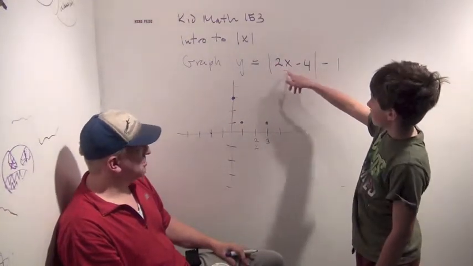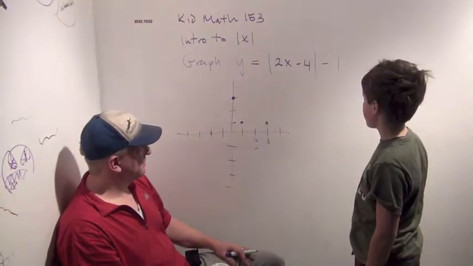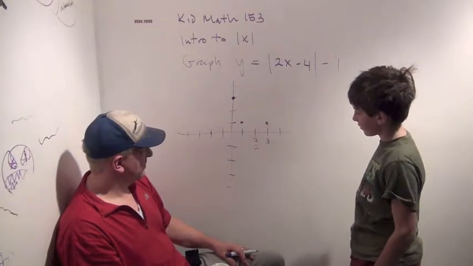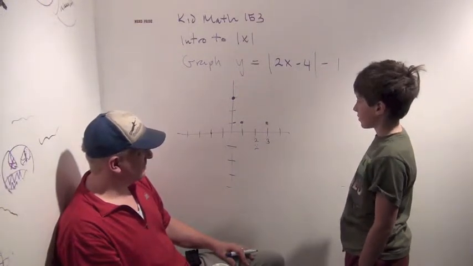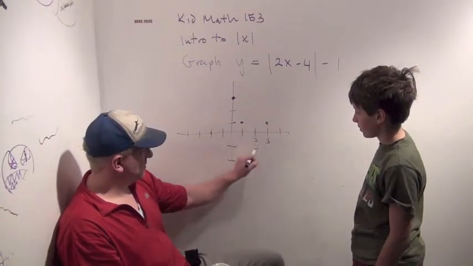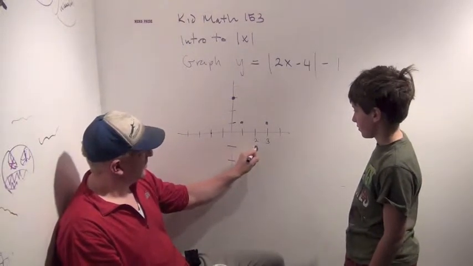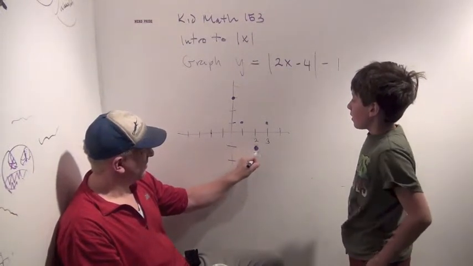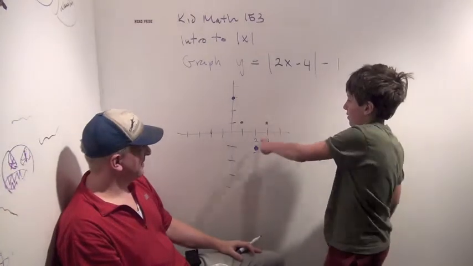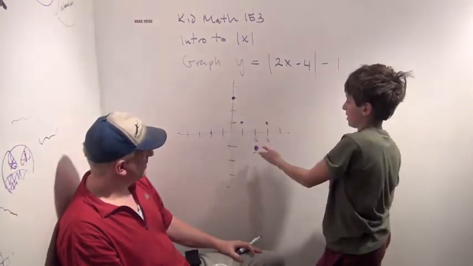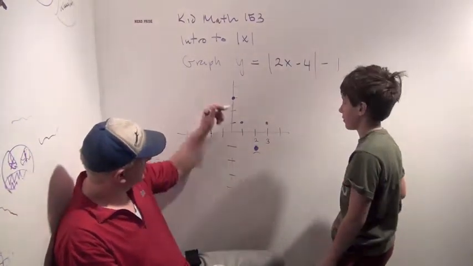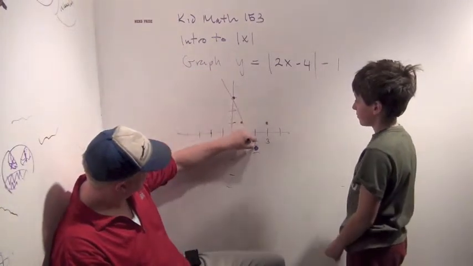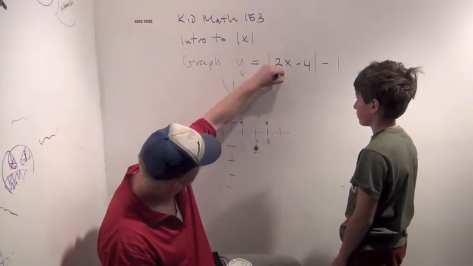Oh, you skipped me. At 2, it's the absolute value of 0, minus 1. So it's minus 1. Okay, so the sad face turns into 2, minus 1. Make it a big nose with a sad face. So it seems like it's going to make this V shape, where the 0 is at 2. Okay, we're guessing it makes a V like that.